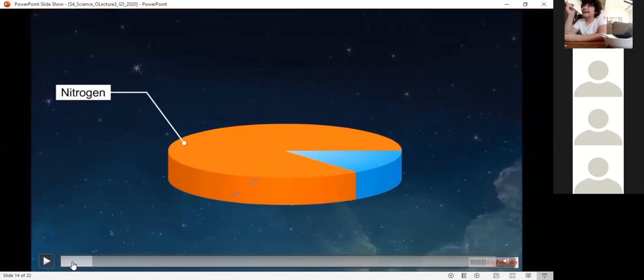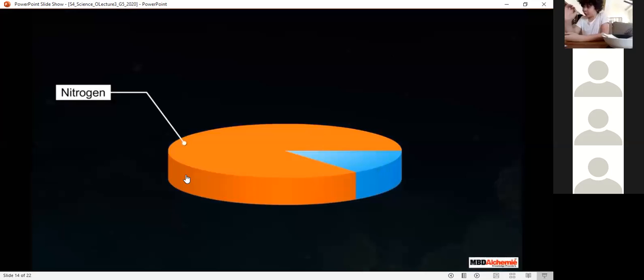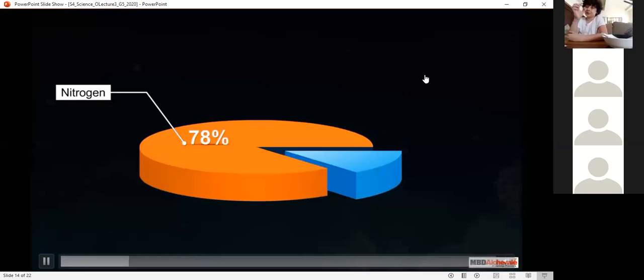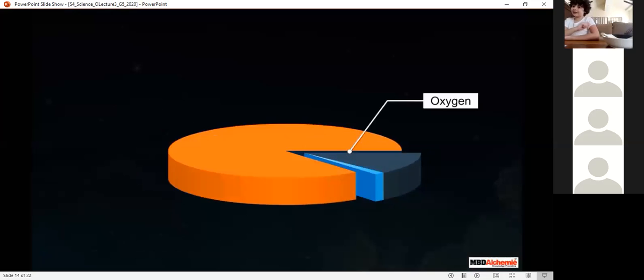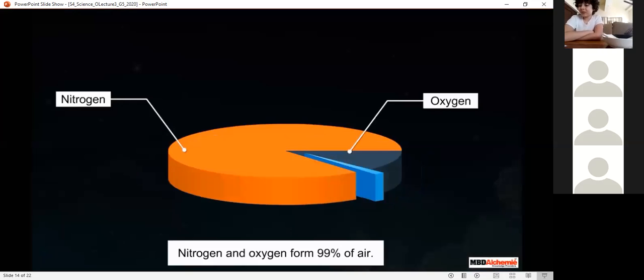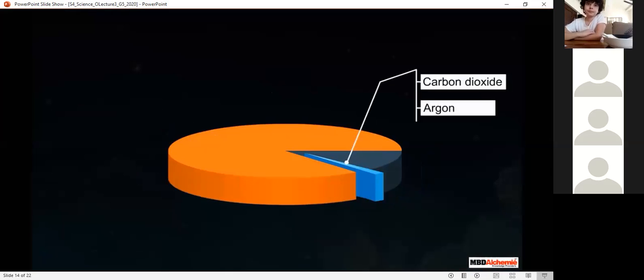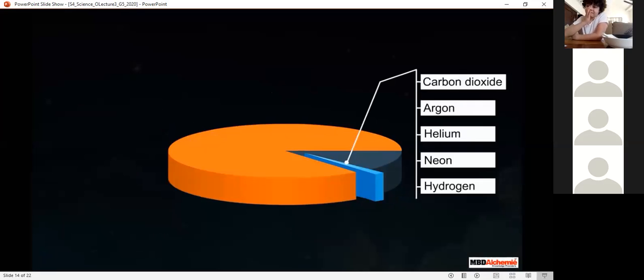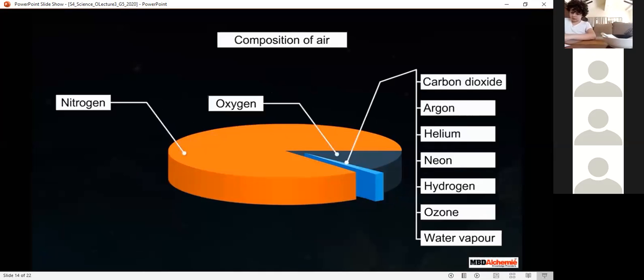Component of air is nitrogen. It comprises around 78% of the air. Out of the remaining 22%, 21% of air is composed of oxygen. So, nitrogen and oxygen gases form about 99% of air. The remaining 1% of air consists of several gases, including carbon dioxide, argon, helium, neon, hydrogen, ozone, and water vapor. So kids, now you know what air is composed of.